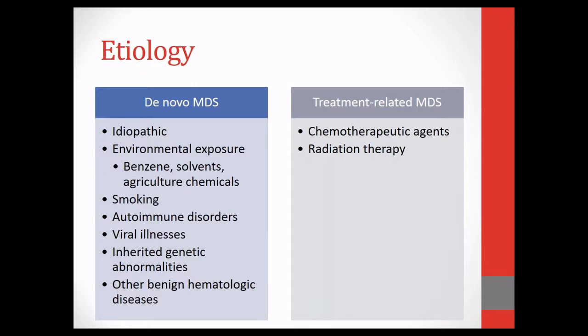Treatment-related MDS refers to the development of MDS after chemotherapy or radiation therapy for a number of malignant diseases, including Hodgkin's and non-Hodgkin's lymphoma, multiple myeloma, breast, testicular, and ovarian cancers, or non-malignant diseases.